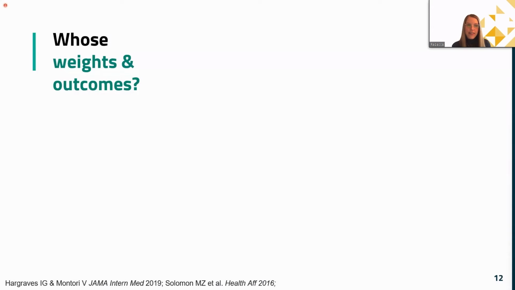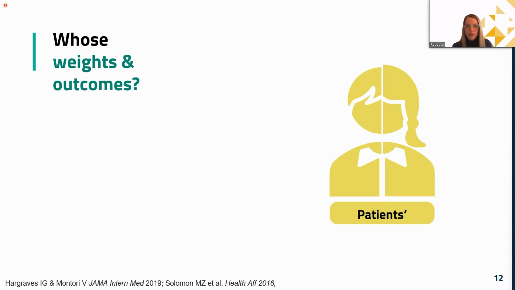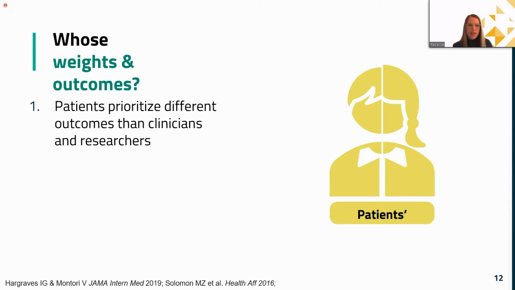But this raises another question, which is whose weights and whose outcomes do we use? And here I'm going to make an argument that we should be using patients' weights and patient outcomes. And the reason is that we know that patients prioritize different outcomes than clinicians and researchers. For instance, patients might prioritize quality of life outcomes more than clinicians would.